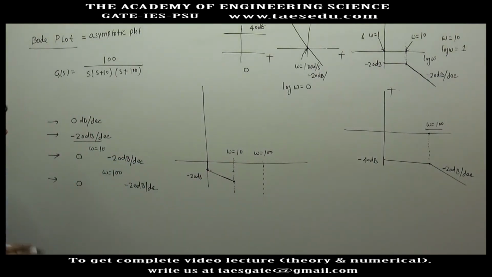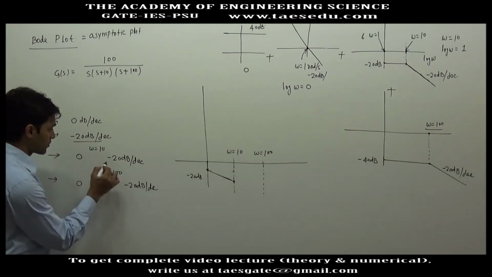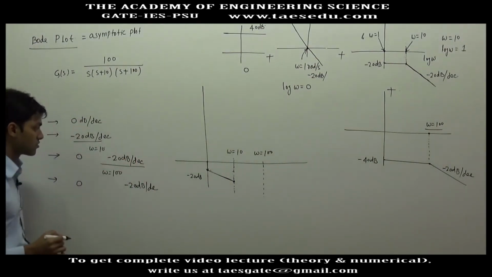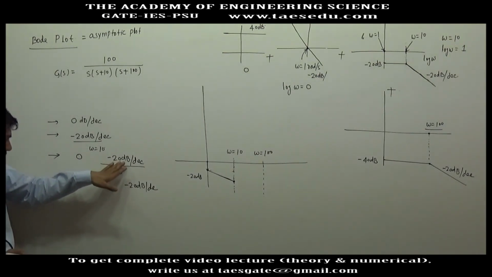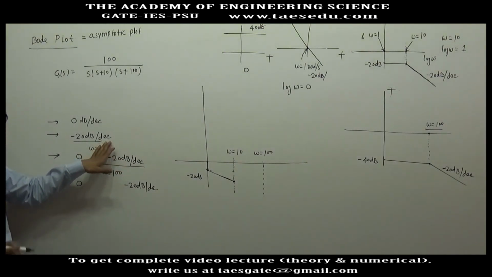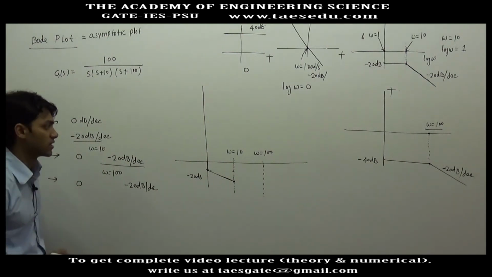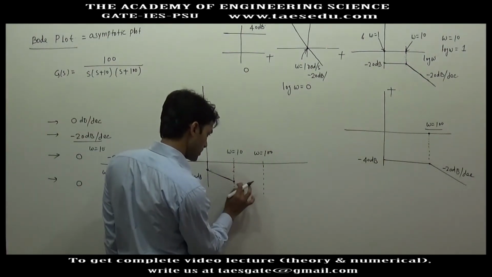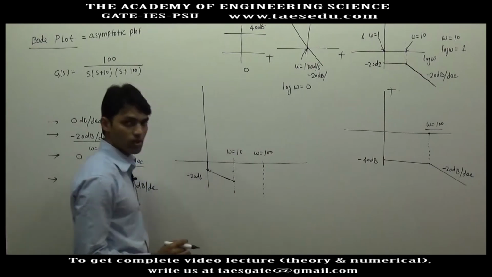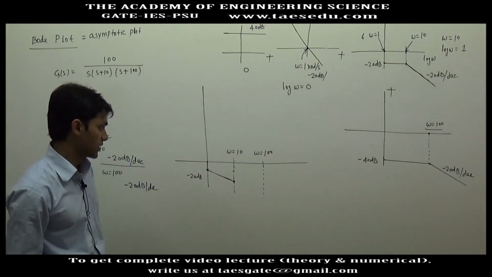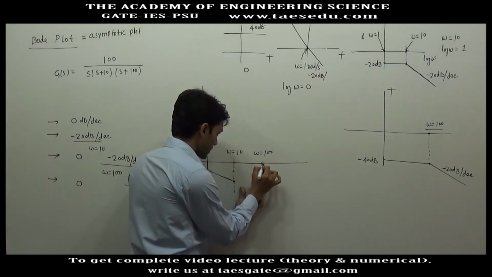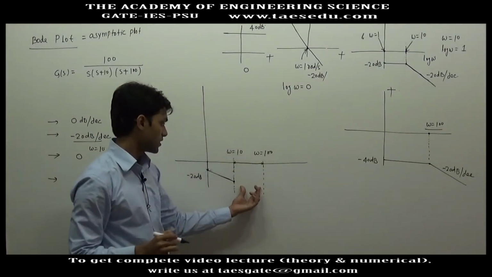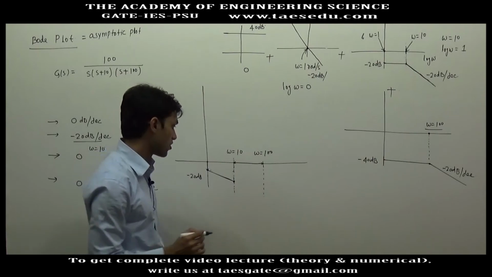From omega equal to 10 to 100, after 10, this gives a constant slope of minus 20, but this gives 0. So you will have minus 20 dB, which means minus 40 dB per decade. In this region, you will get a slope of minus 40 dB per decade. It means in 1 decade, here I have taken 1 decade, the decrease will be minus 40 dB.